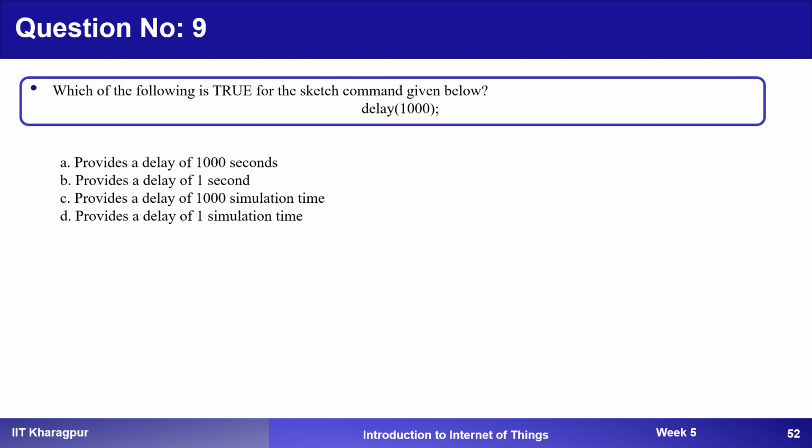And the way this delay function works is very simple. It accepts a single integer, and this integer represents the time, and the time is in milliseconds only. So the program waits before moving on to the next line of code. Whenever your program encounters this function, it will wait for that particular amount of time, and after that it will go to the next line of the code.